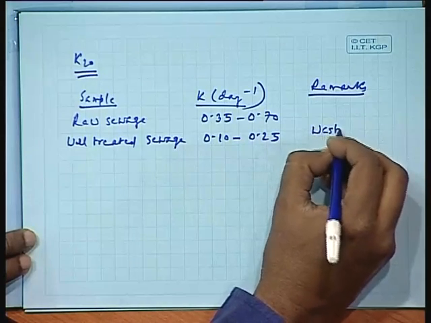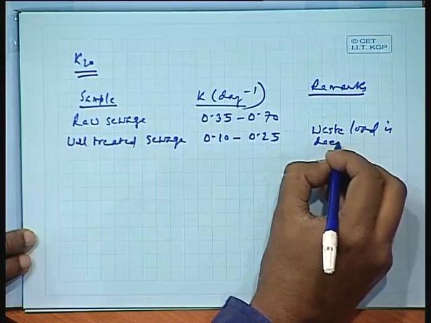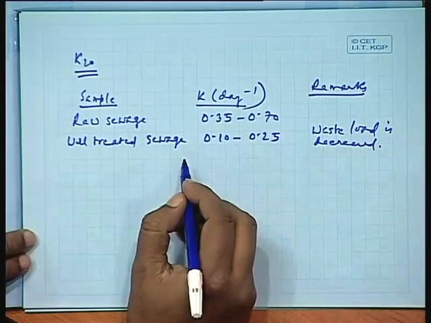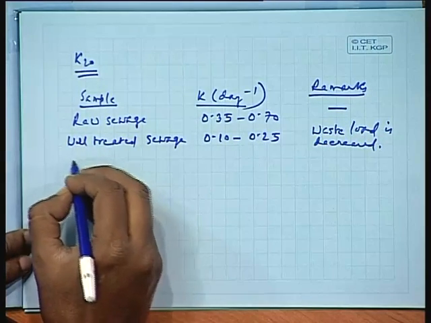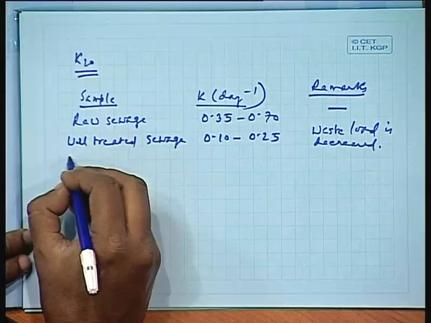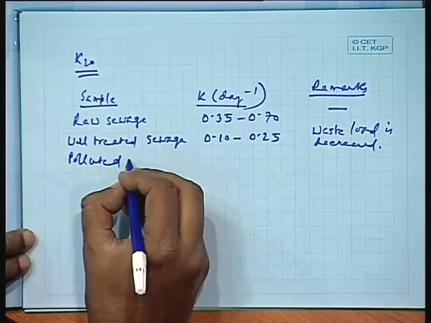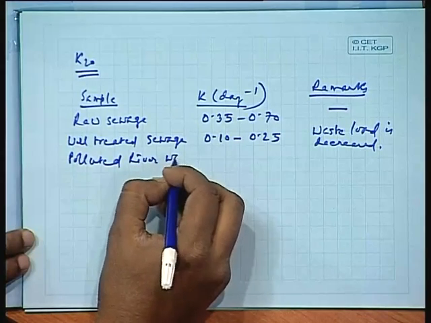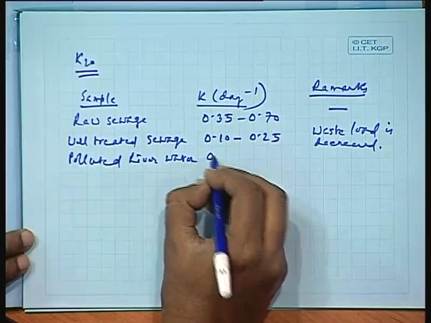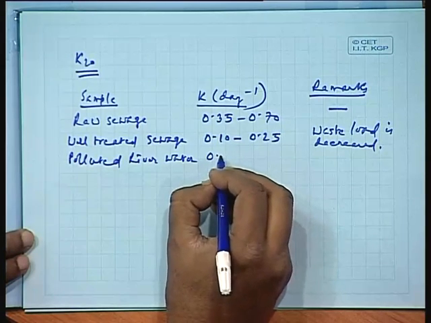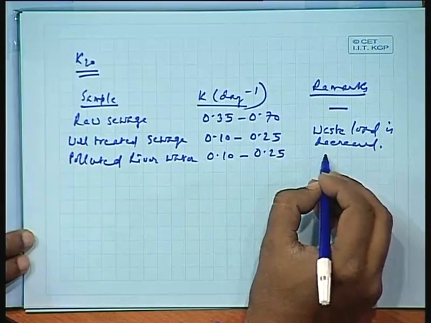As a remark, the waste load is decreased from the earlier raw sewage. Then polluted river water, we can find this value between 0.10 to 0.25. Again, this is polluted river water.